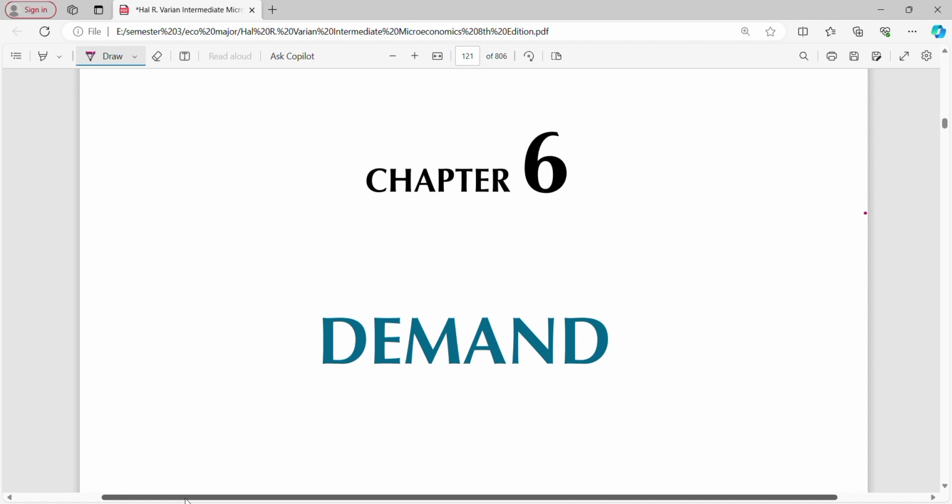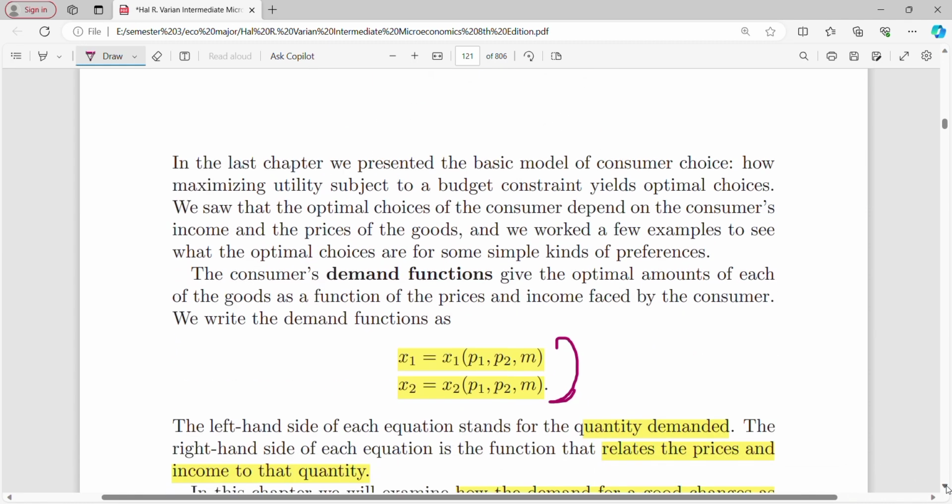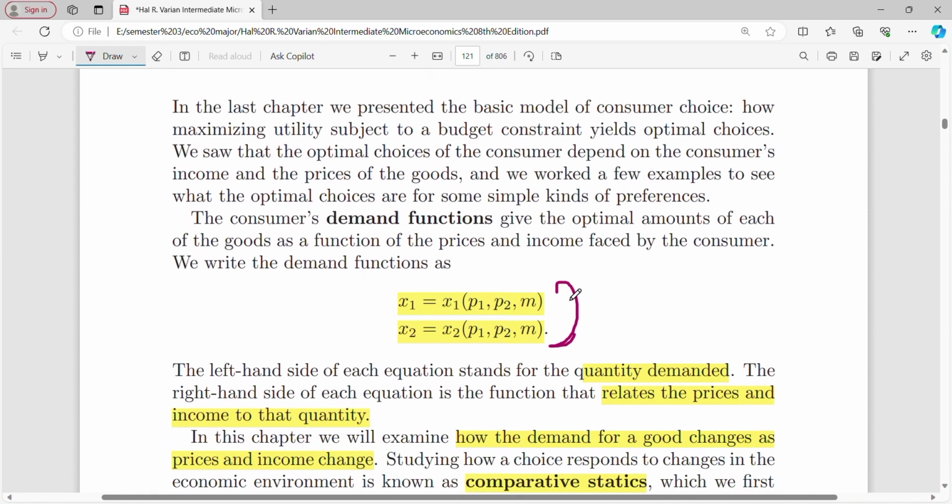Okay, so we know how to write the demand function. Last class we studied that. So this is our demand function. This is how the demand function is written: on the left hand side, the quantity demanded will be written, X1 and X2, and on the right hand side, the function that relates the price and income to that quantity.